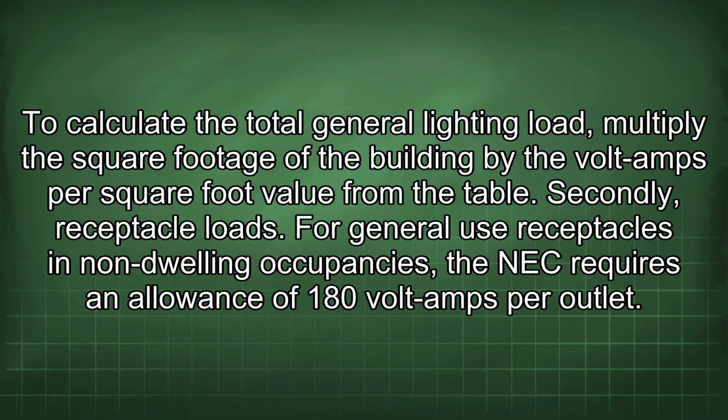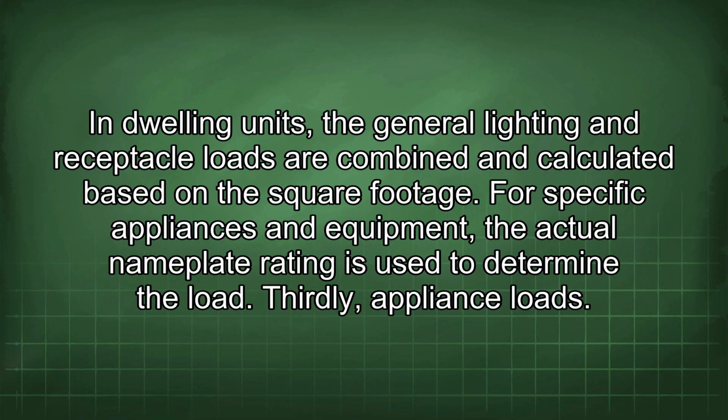Secondly, receptacle loads. For general use receptacles in non-dwelling occupancies, the NEC requires an allowance of 180 volt-amps per outlet. In dwelling units, the general lighting and receptacle loads are combined and calculated based on the square footage. For specific appliances and equipment, the actual nameplate rating is used to determine the load.